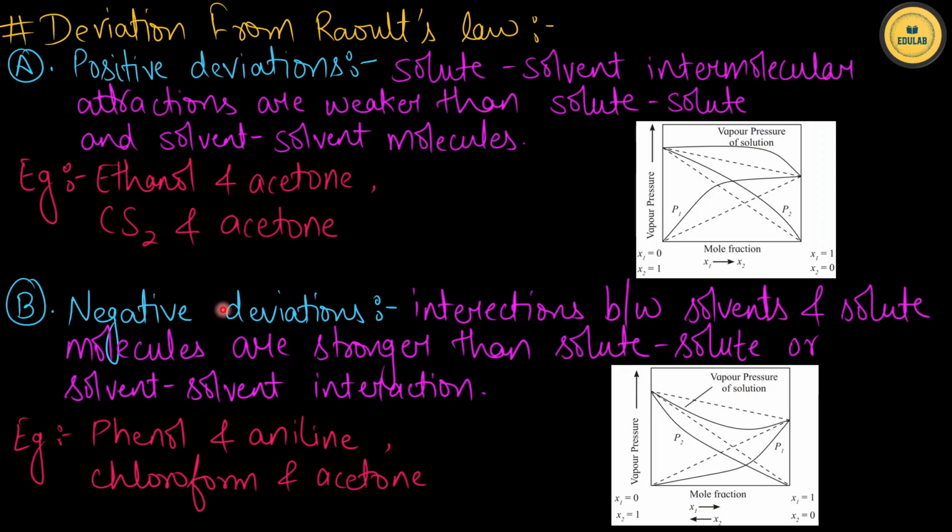Next one is negative deviation. Negative deviation means interaction between solvent and solute molecules is stronger than solute-solute or solvent-solvent interaction. The examples of negative deviation are phenol and aniline, and also chloroform and acetone.